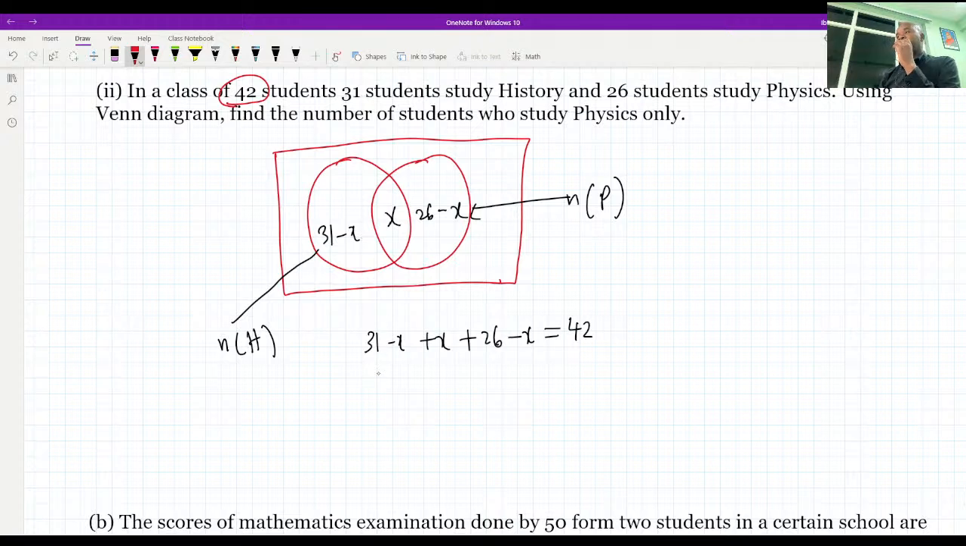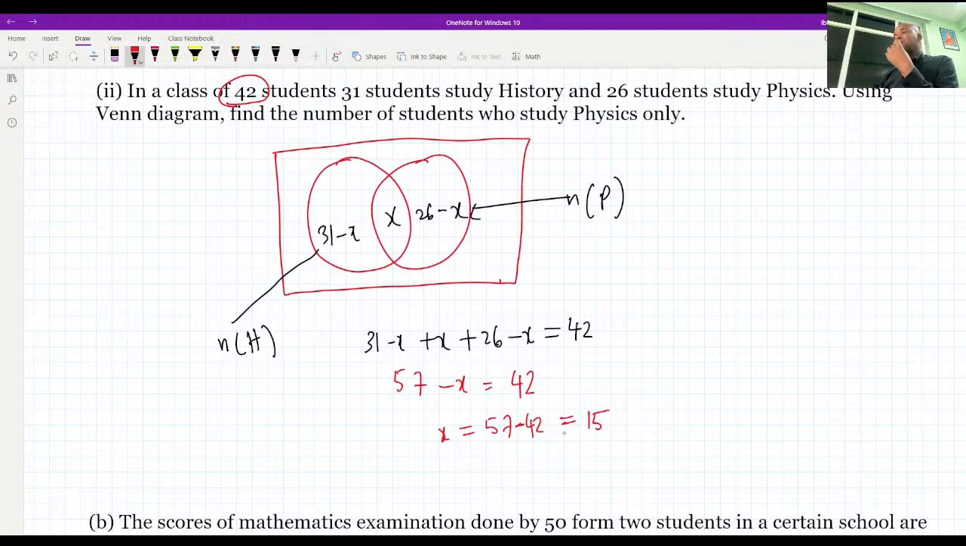So we are looking for the value of x. 31 plus 26, you have 57. 57 minus x equals 42. And so the value of x will be 57 minus 42. Eventually you get 15.